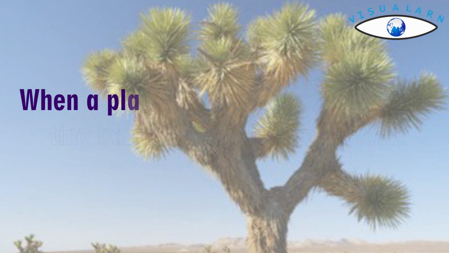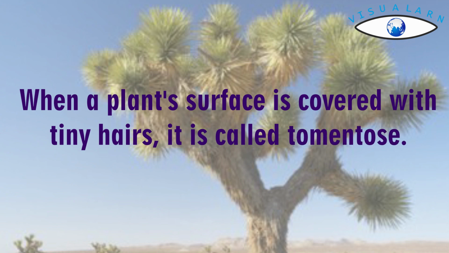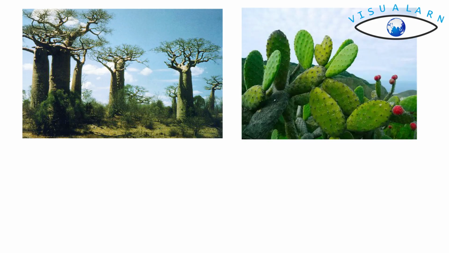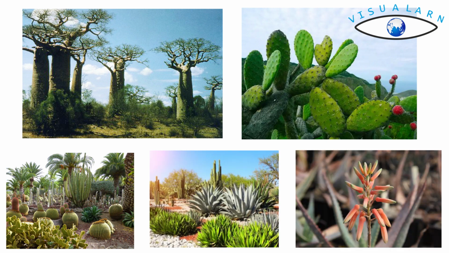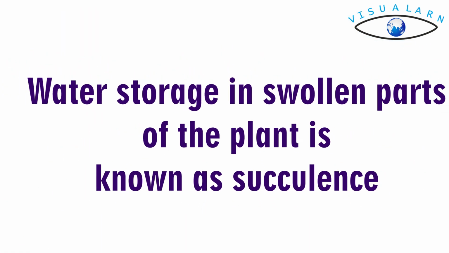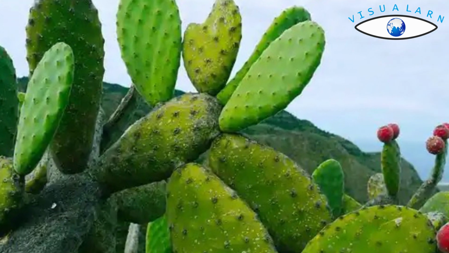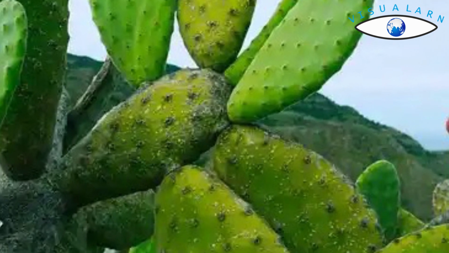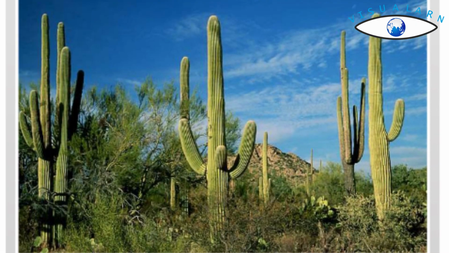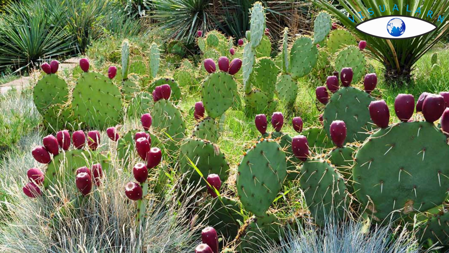When a plant's surface is covered with tiny hair, it is called tomentose. Some plants can store water in root structures, trunk structures, stems, and leaves. Water storage in the shallow-end part of the plant is known as succulence. Plants may secrete resins and waxes on their surface which reduce evaporation. Plants may drop their leaves in times of dryness or modify the leaves so that they are smaller.